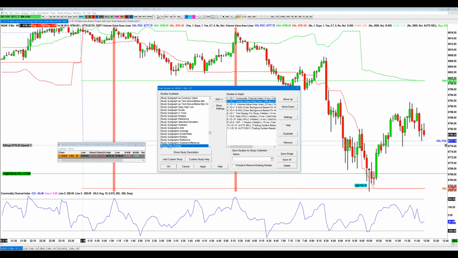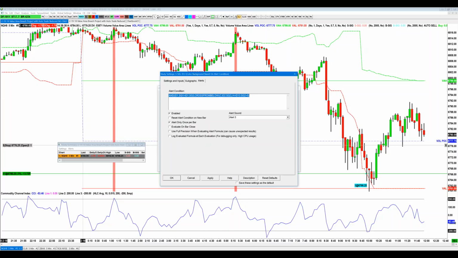So we're looking for a cross from below, meaning we want to see the current price trade up through the value area high. That's how we use this code right here, cross from below, when the current price crosses the value area high from below, meaning it's coming up through the value area high. That's the second part of our condition.